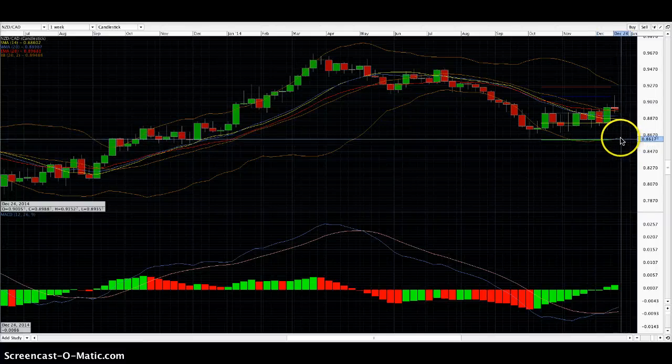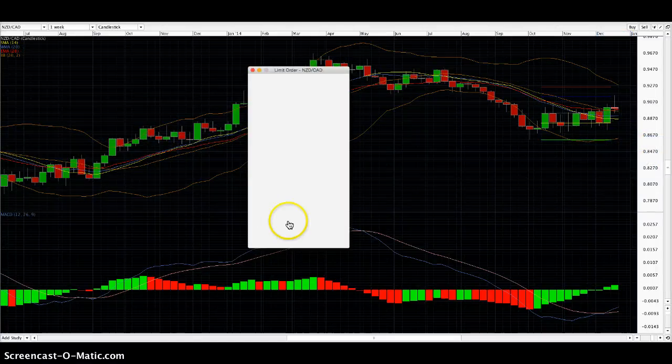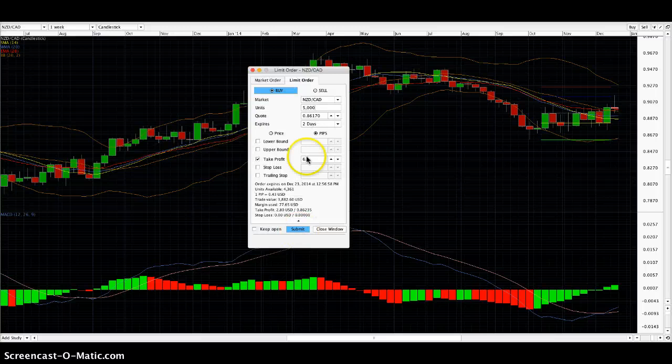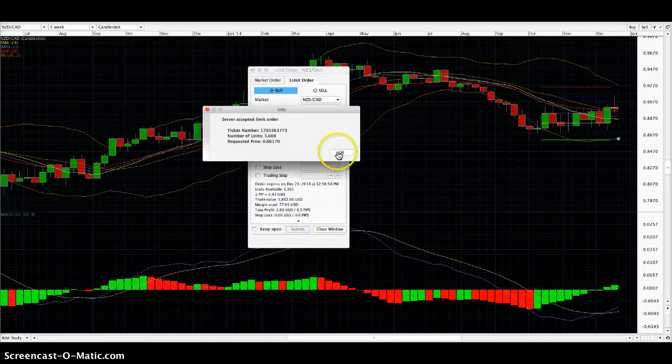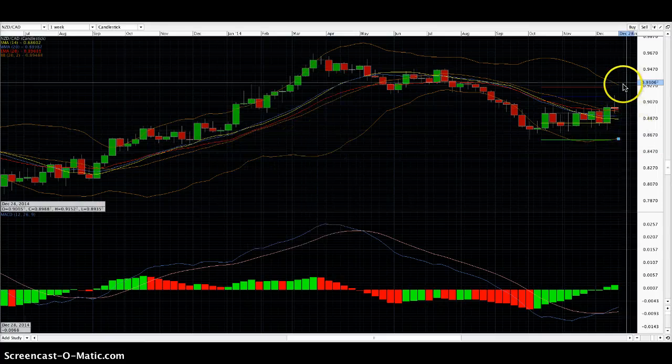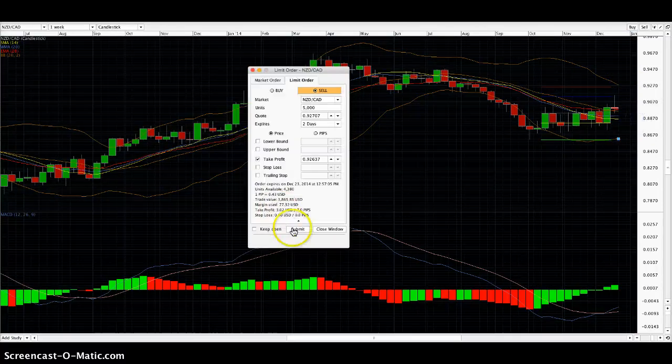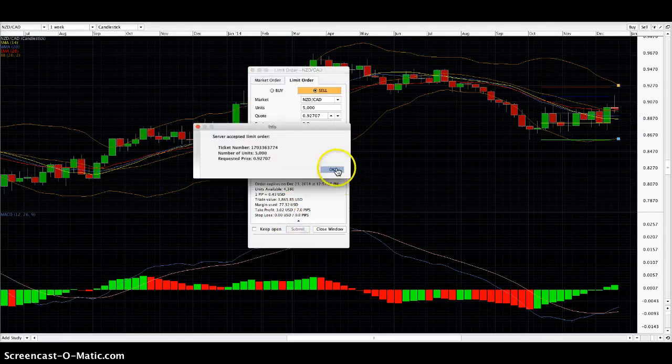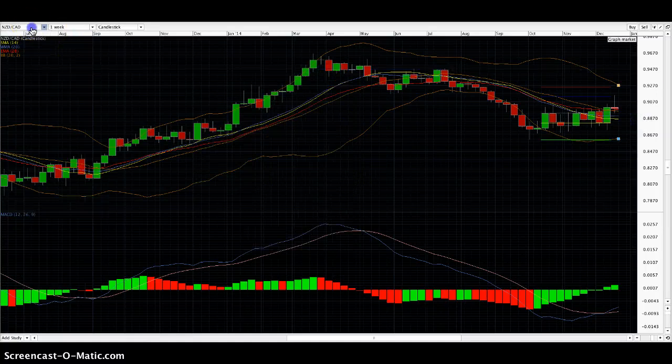So here we're lining up perfectly. We're going to set up a limit buy here. Only a 6.5 pip bounce will give us $2.80. It's about a 2.5 to 2.6% account gain, and we're going to set up a sell here too. We're trading both ways on the Kiwi Canadian here.